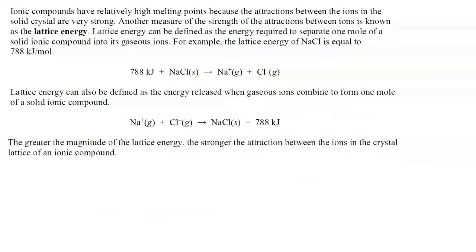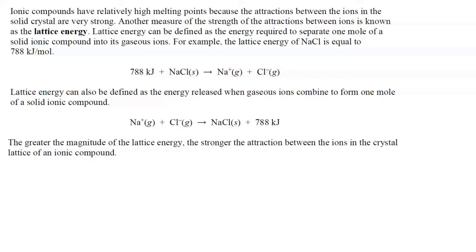Okay, as we prepare to answer questions 10 and 11 in this packet, I'm going to switch gears from talking about covalent bonds to talking about ionic bonds. So ionic compounds have relatively high melting points. And this is because the attractions between the ions in the solid crystal are very strong. So we have this crystal lattice of positive and negative ions.